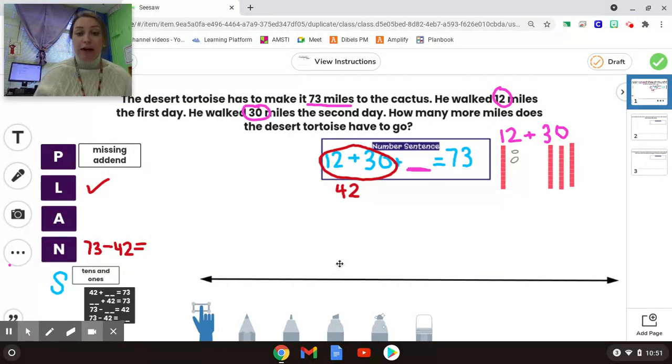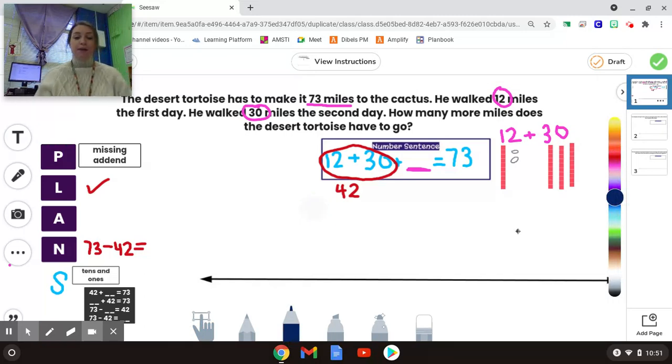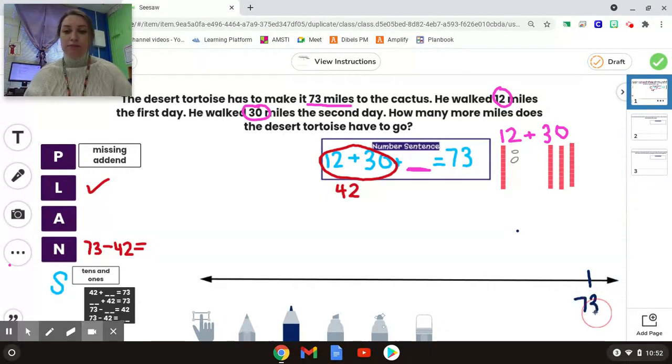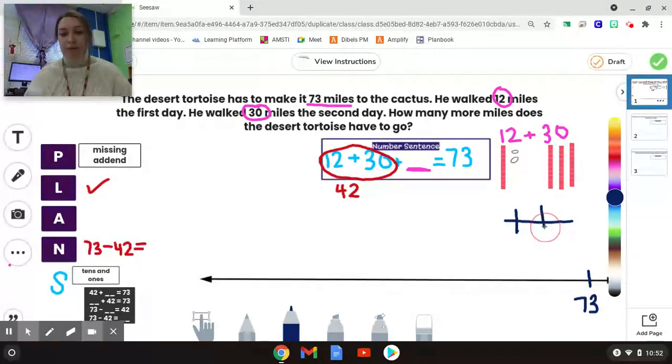Well, I've got this number line. Maybe I can solve it on the number line. Okay. So when I'm subtracting on a number line, I start with this end down here because my answer is going to be getting smaller. So I'll start down here with 73. And I've got 73 over here. I need to make a chart of my tens and ones to help me. So I've got 73 already on the line.